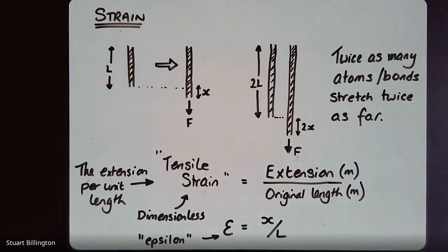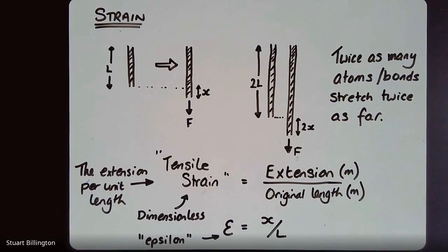So again, we're going to have to change our language or change our variables from extension to what is known as strain, which I personally just find a really frustrating word because it's just a little bit too much like stress and I get them muddled up all the time. So see if you can work out a good way to remember it. Extension per unit length. The tensile strain is just the extension divided by the original length.